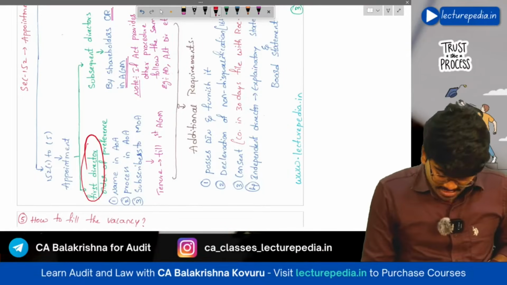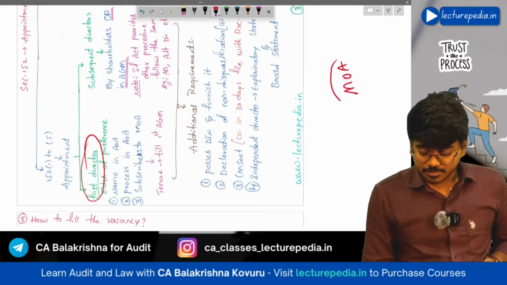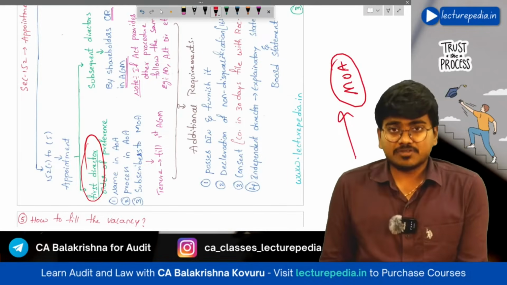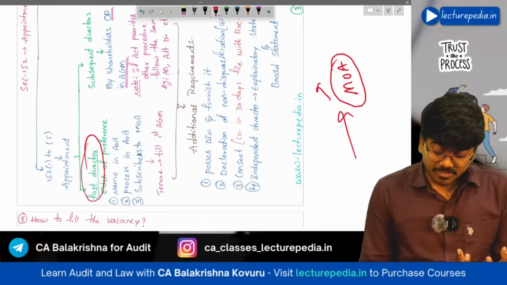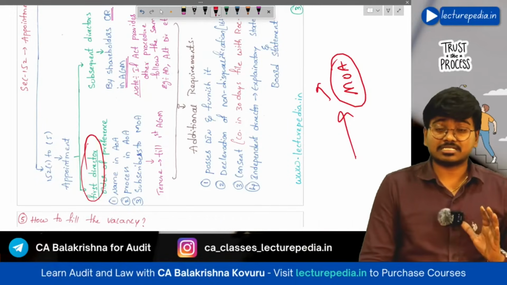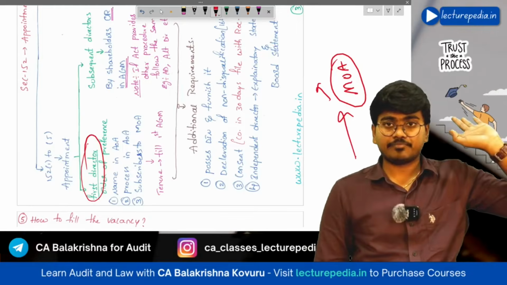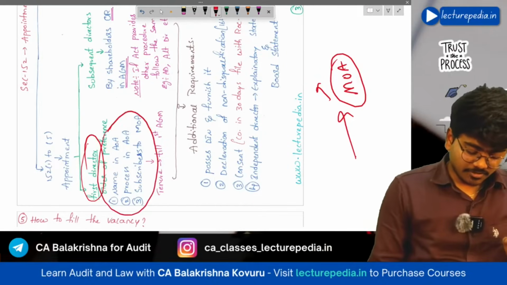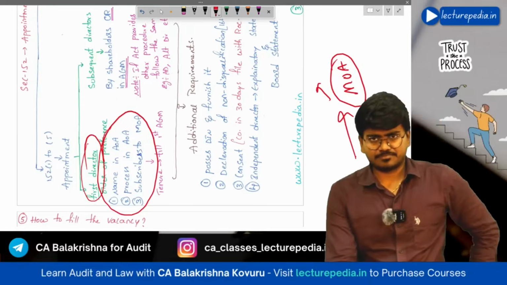Basically, if you see in the MOA, there will be subscribers. By paying a subscription fee, certain shareholders will join the company, right? So they will become the first directors. Subscribers to the memorandum will become the first directors if AOA is silent. Hope that is clear. So this is the procedure for appointing the first director.